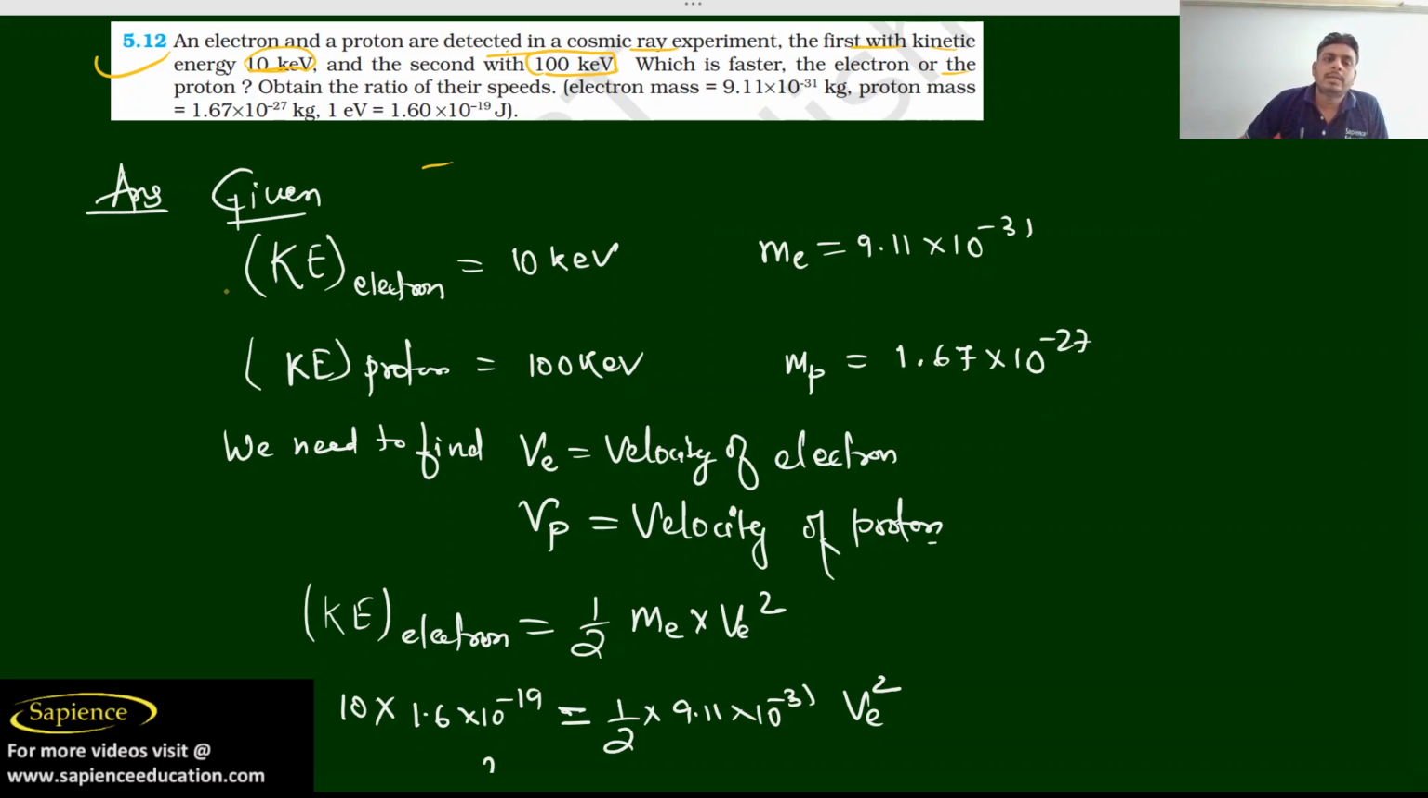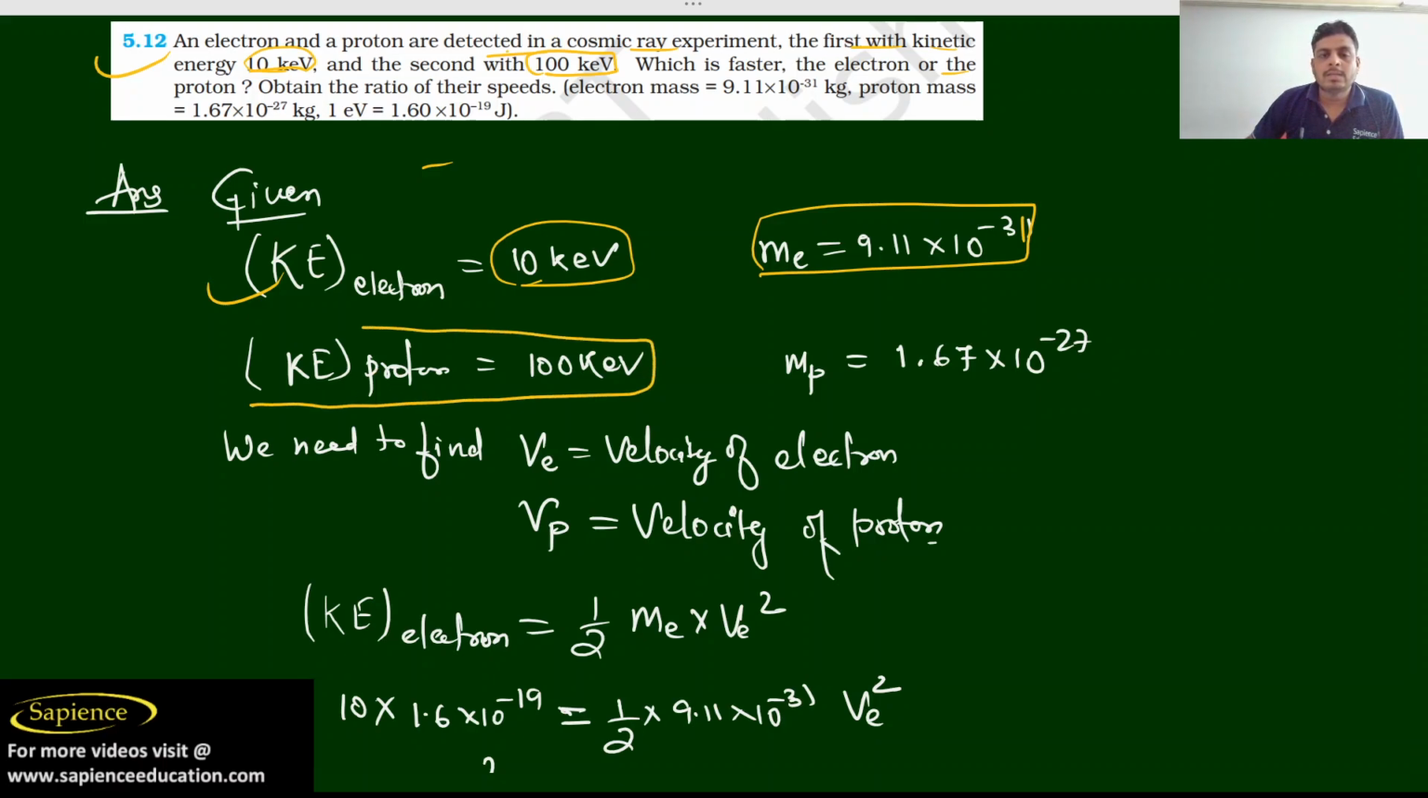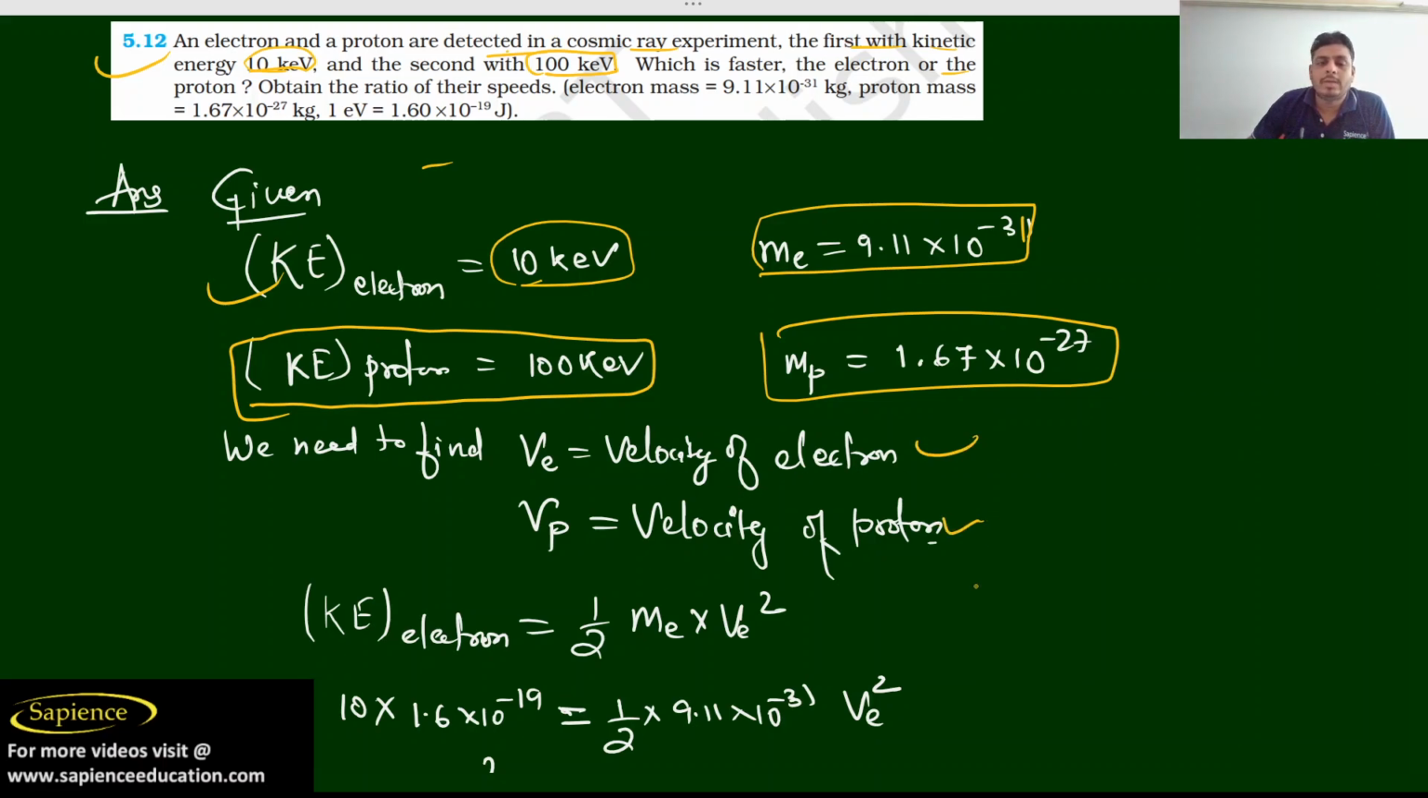As we know, they have given the kinetic energy of the electron as 10 kilo electron volt, and the mass of the electron is 9.11 into 10 to the power minus 31. Now the kinetic energy of the proton they have given as 100 kilo electron volt, whereas the mass of the proton they have given as 1.67 into 10 to the power minus 27. I hope you have understood. Let us consider the velocity of the electron as v and the velocity of the proton as vp.